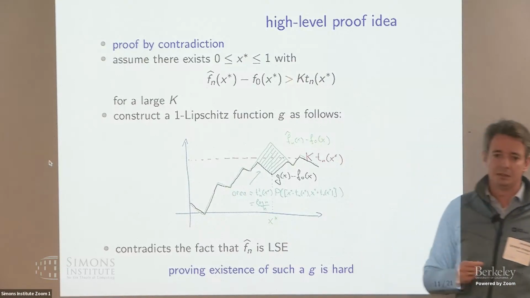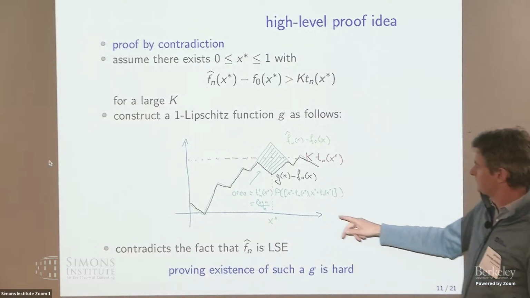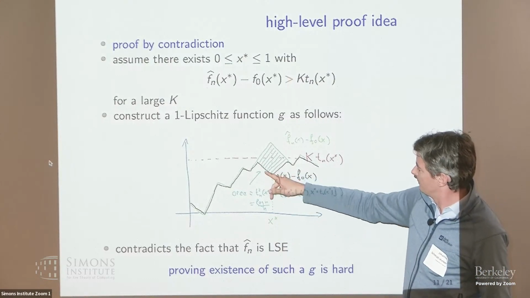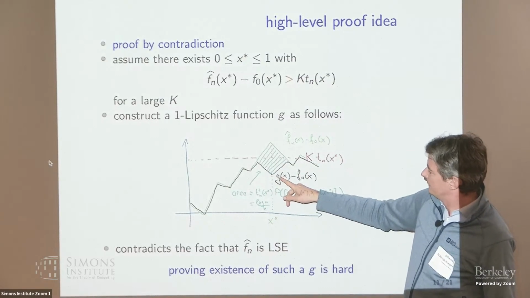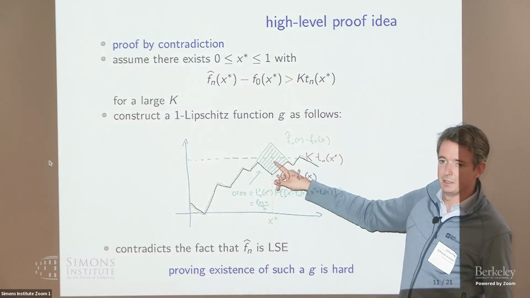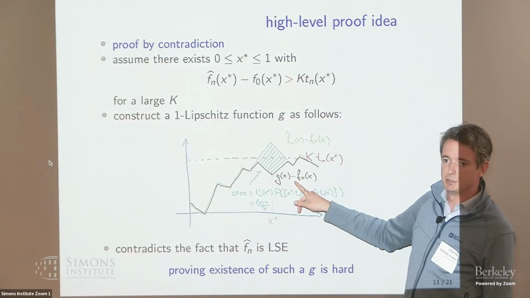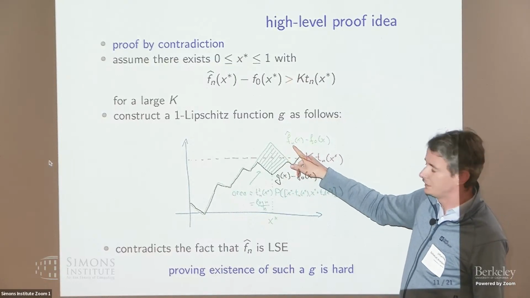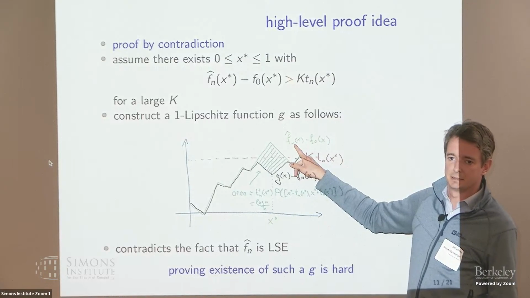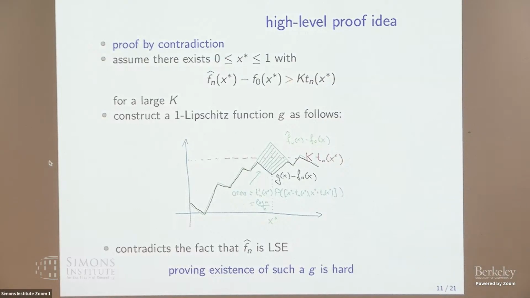And the idea is now that at this point x star, we can find another function g. This function also has to lie in the same space. It has to be a Lipschitz 1 function that lies below the green function. Because if it lies below the green function, and we know that somewhere in this area we have at least one data point, then we also know that the least squares criterion will be smaller for g than for f hat. That means we found a contradiction to the fact that f hat n is a least squares estimator, because g has a strictly smaller least squares loss. Okay, so that's the idea.